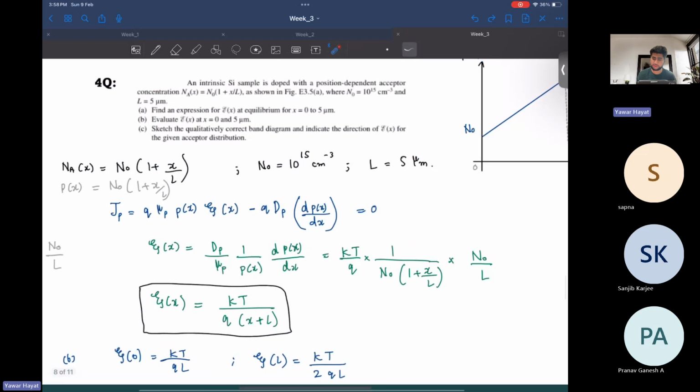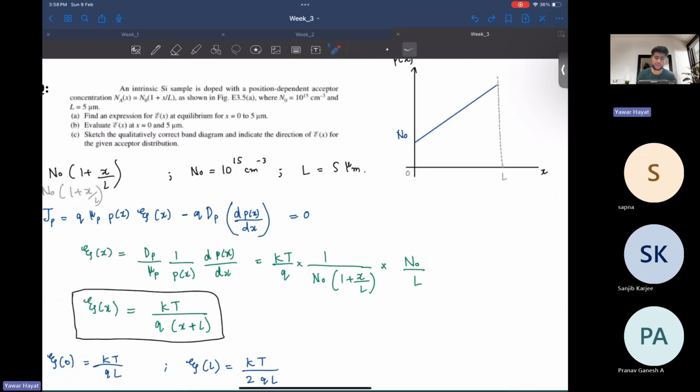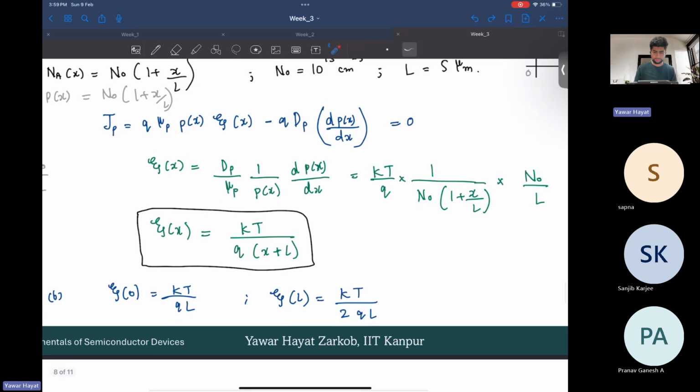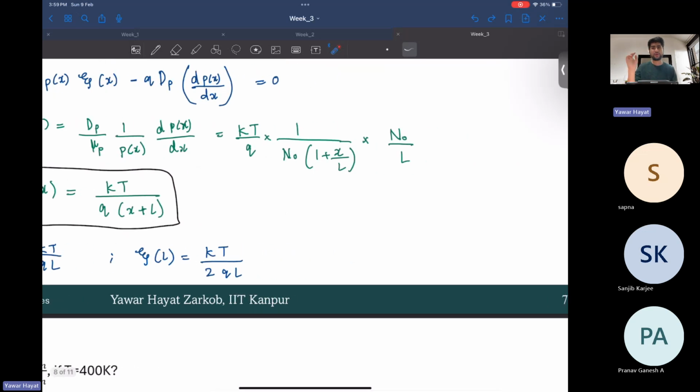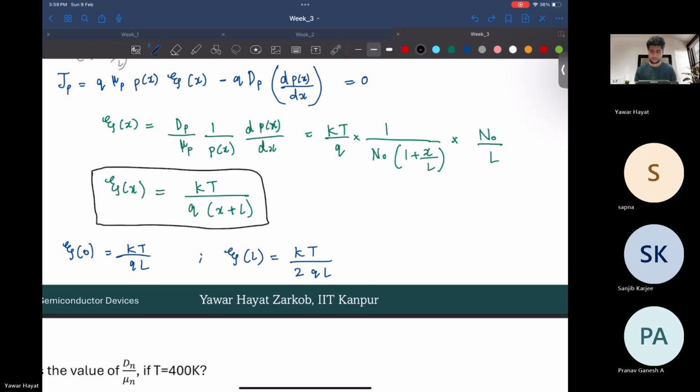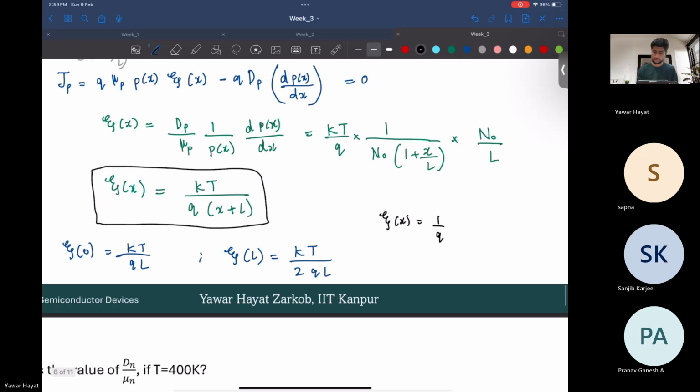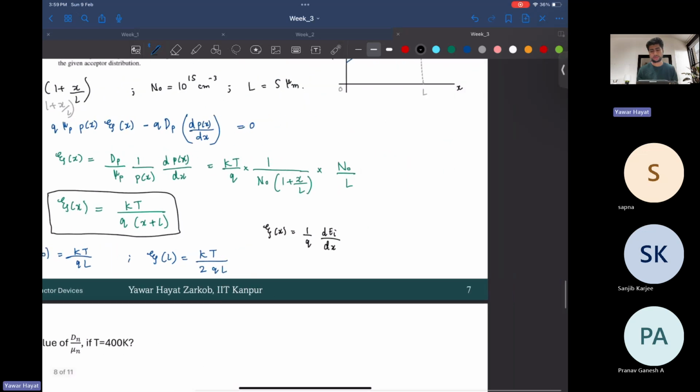Now part C. In part C, you need to sketch the qualitatively correct band diagram, and you need to indicate the direction of V of x for the given distribution. So firstly, we need to obtain the dependence, right? How should your electric field vary with x? See, we know that electric field varies inversely with x. So how should our band diagram vary with x? We know this relation, right? That your electric field is equal to 1 over q dEi by dx, right?